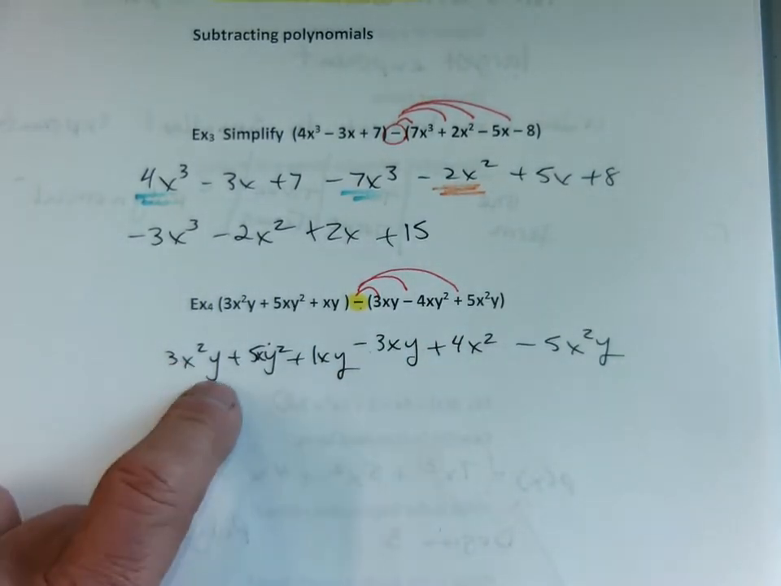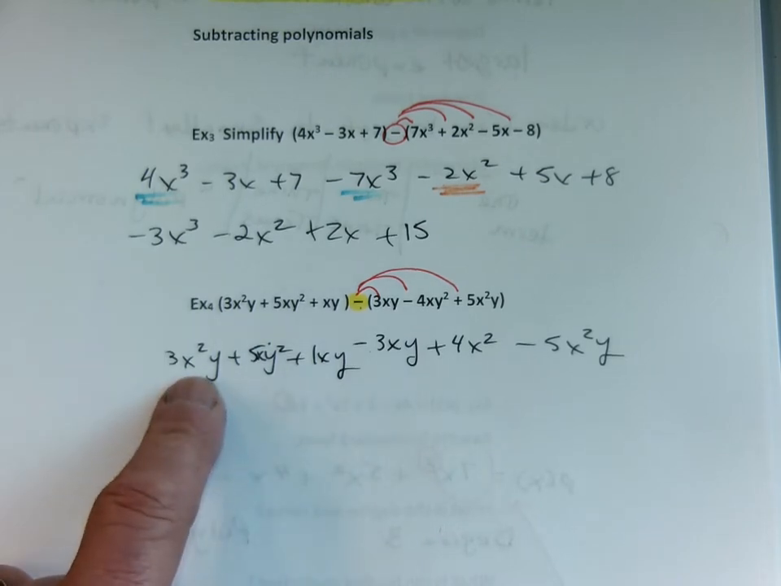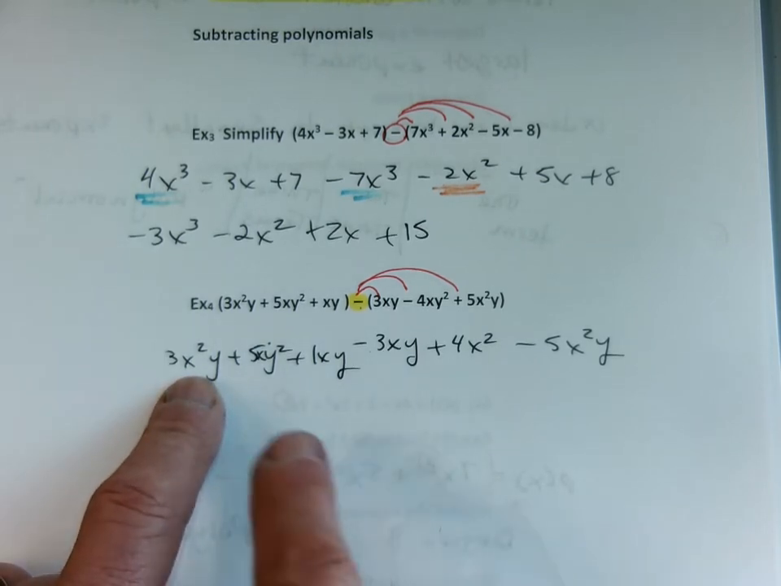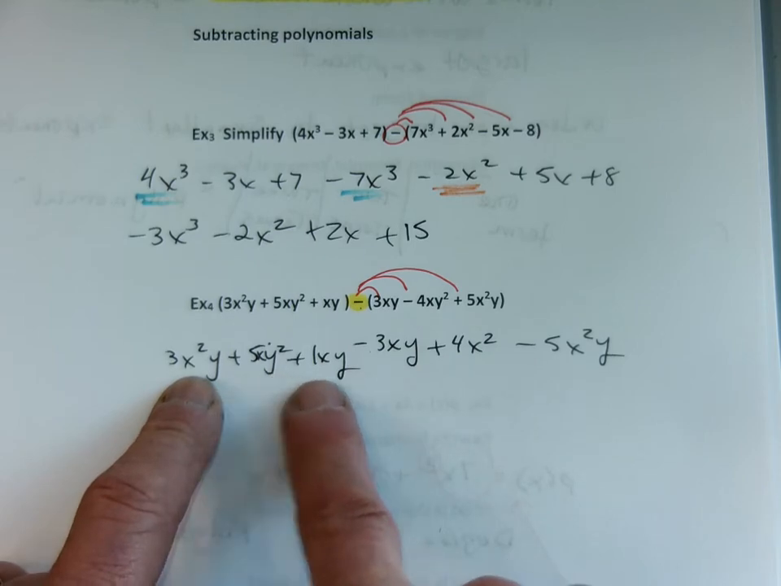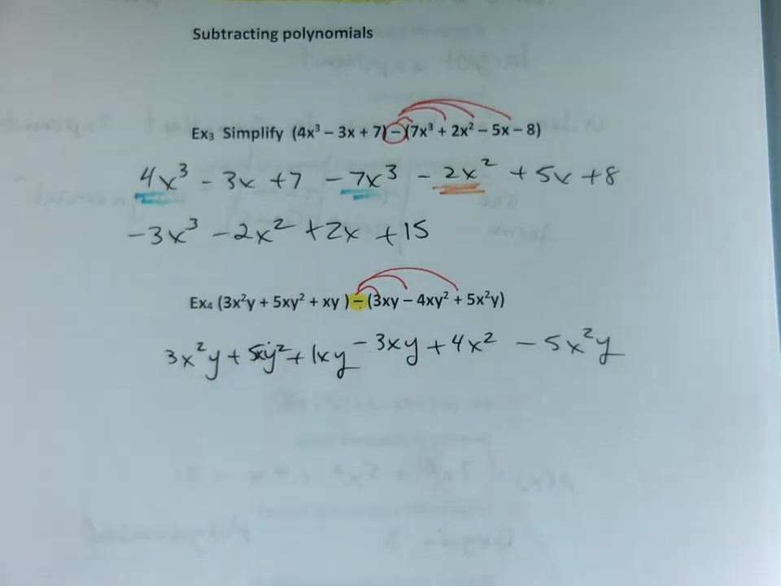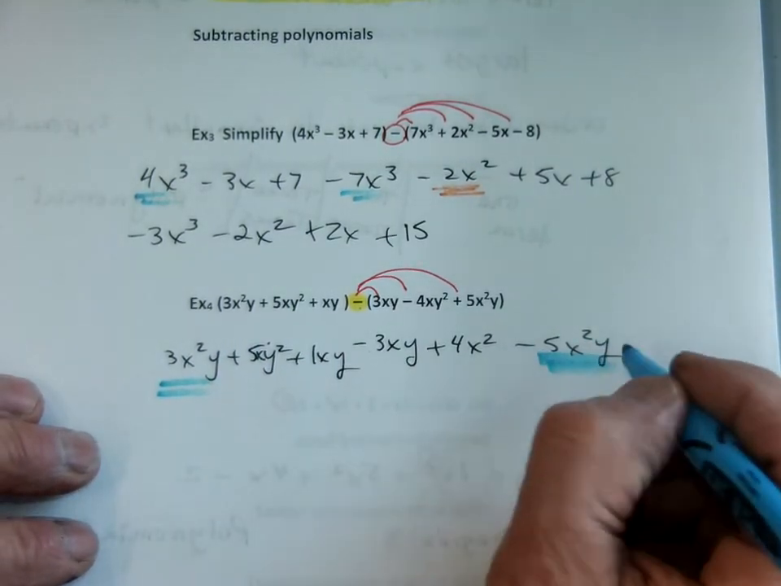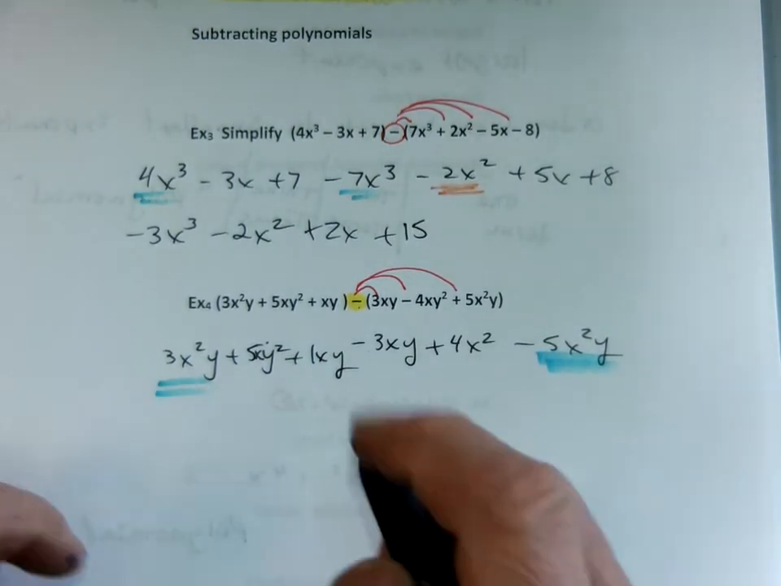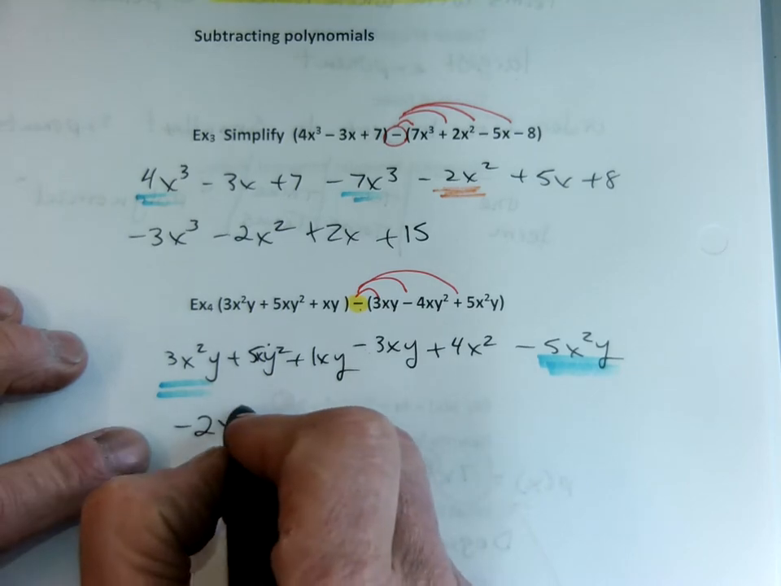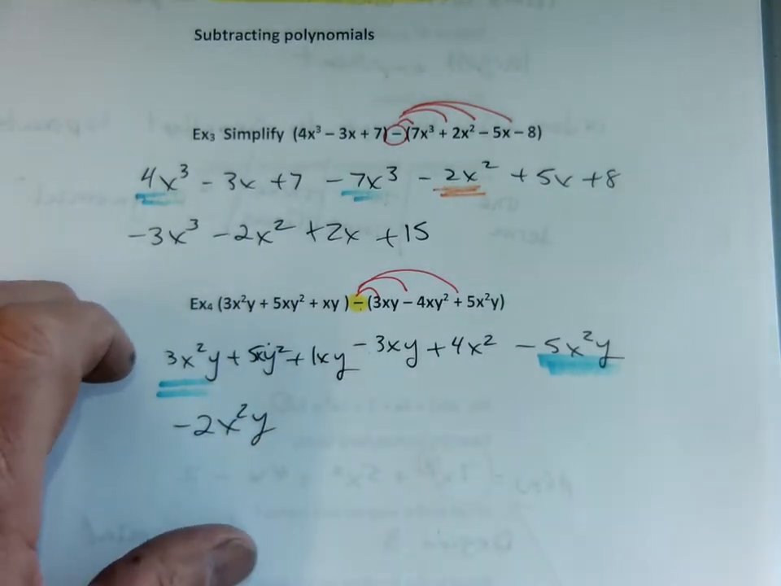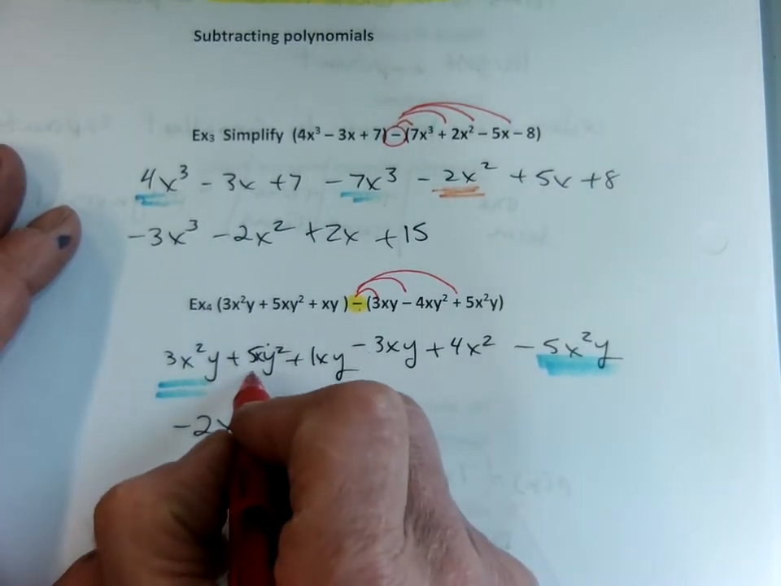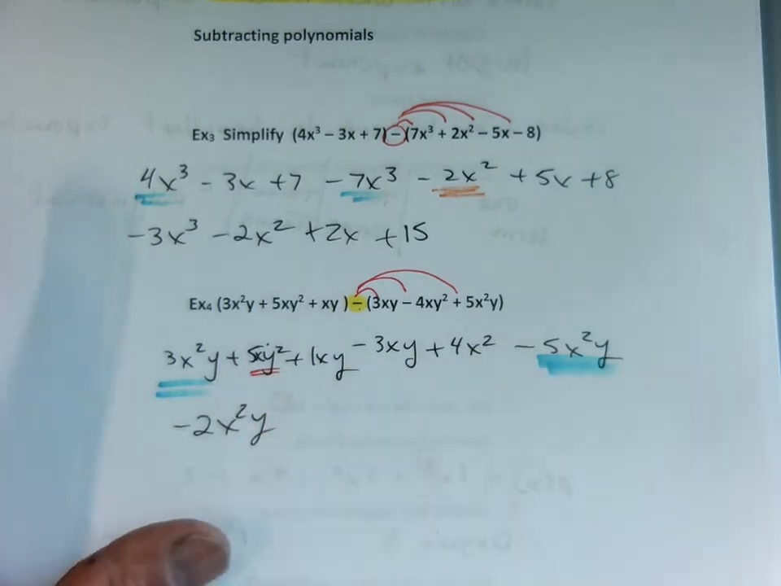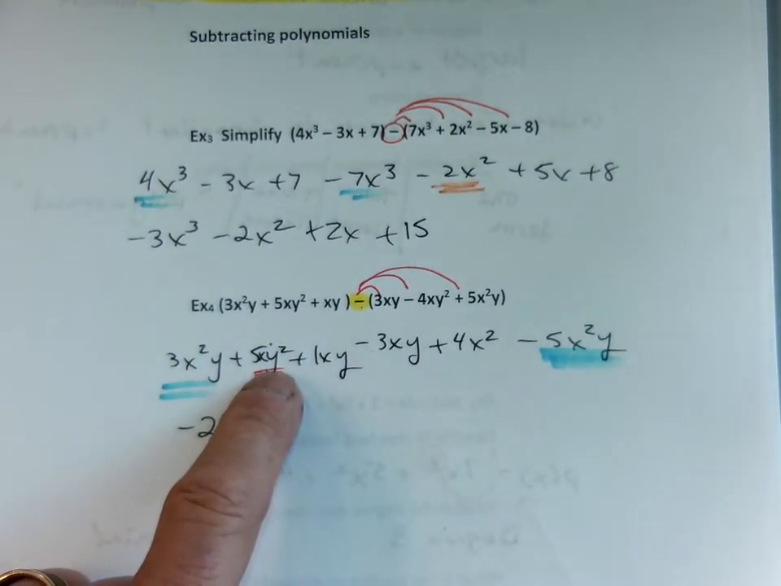Well, let's see. I have a 3x squared y, which is different than an xy squared. These two, 3x squared y and a negative 5x squared y, are the same. I'll have a negative 2x squared y. I've got a 5xy squared, and I think that's the only one, right? I think that's the only one.